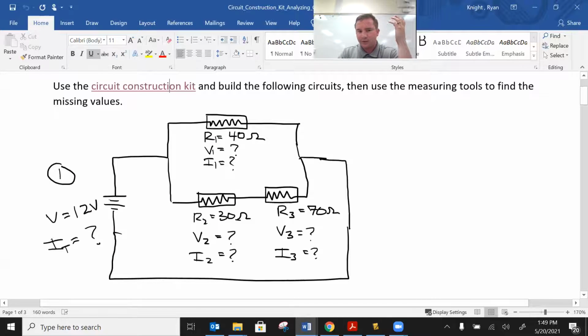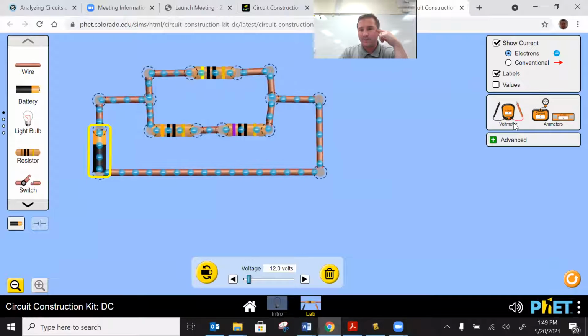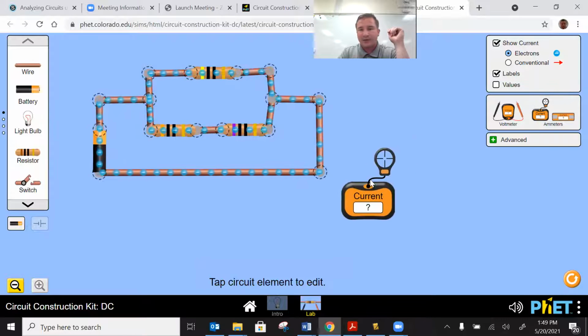How do I get the voltages and the currents for each of these circuit aspects? If I go back to my simulation, I'm going to start with current because I think current's easier. If we pull out the middle one, the current sensor, I can use this little crosshairs and drag it to figure out the current at any location in the circuit. First I go over to the battery here. Current is 0.42.